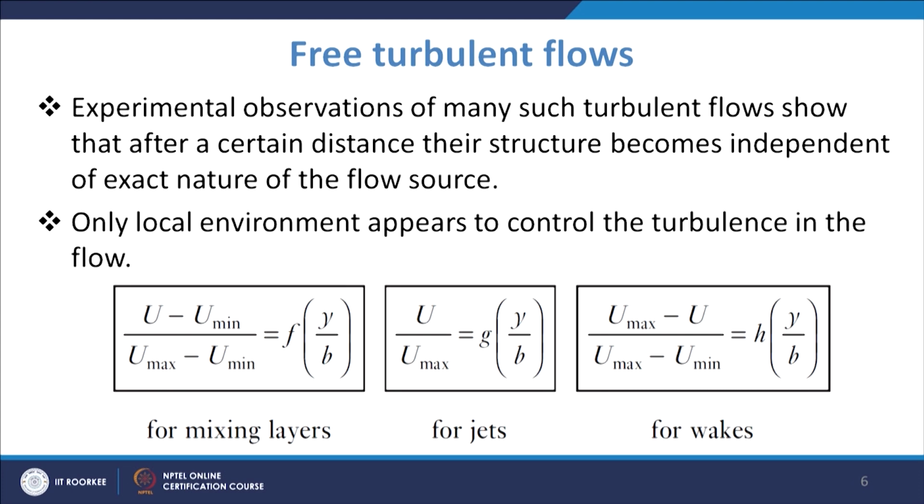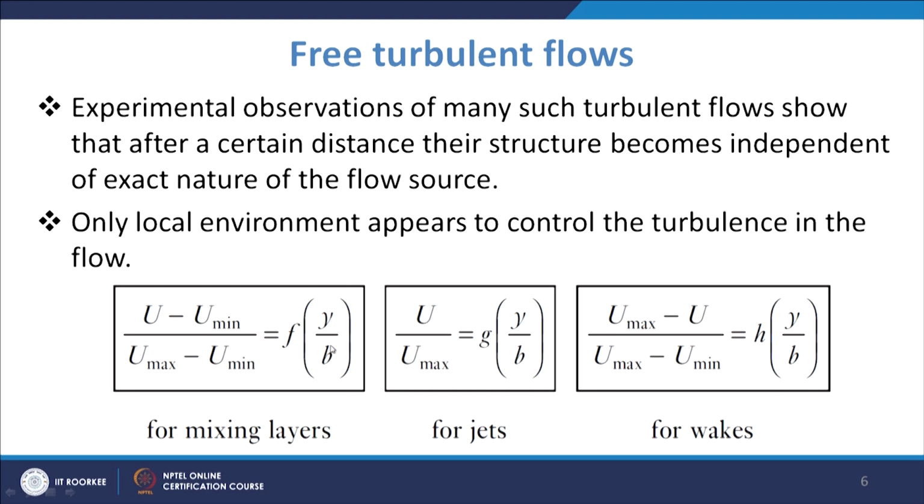So that you can see u by u max for the jets will be a function of y by b. Similarly, this y is the distance in the cross stream direction, and x is the distance in the stream direction. So you will have u by u max as a function of y by b. Similarly, in this case, u minus u min by u max minus u min will be a function of y by b.